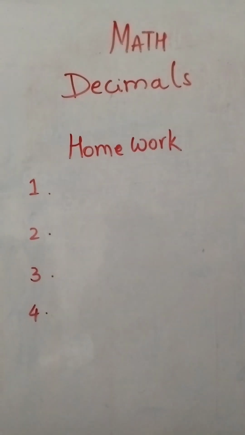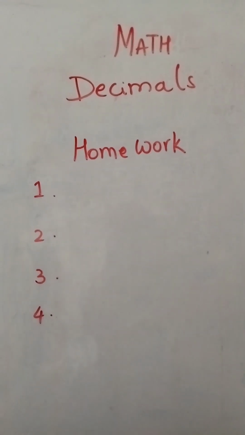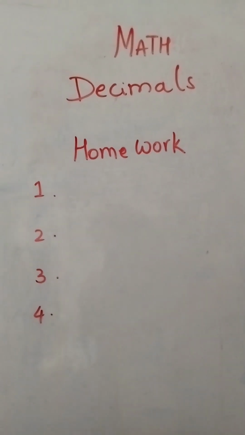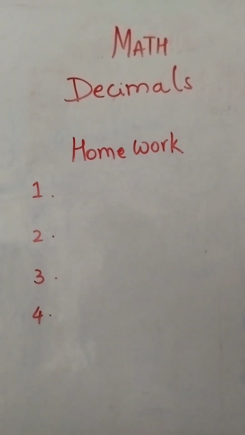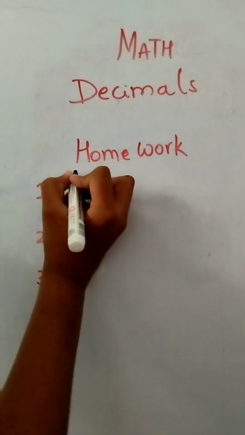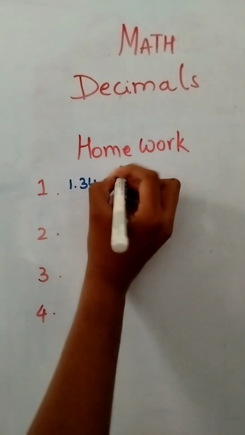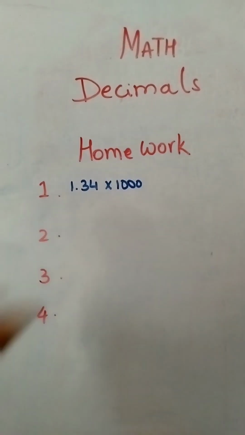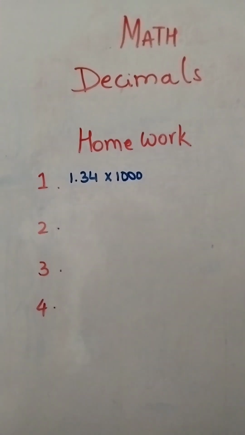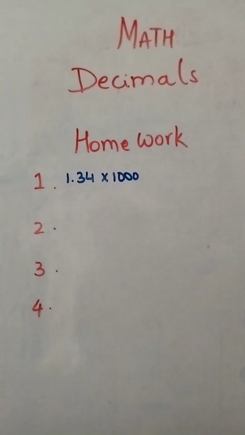Okay, so the first two homework problems will be based on multiplication, and the second two homework problems will be based on division. So let's see the first homework for you guys. The first homework will be 1.34 into 1000. This does use a feature that I've not properly told you, but it's very simple. You can watch the video twice and understand it for yourself.